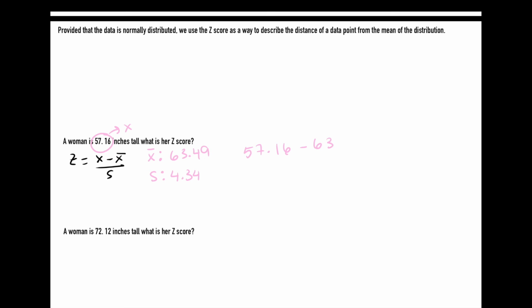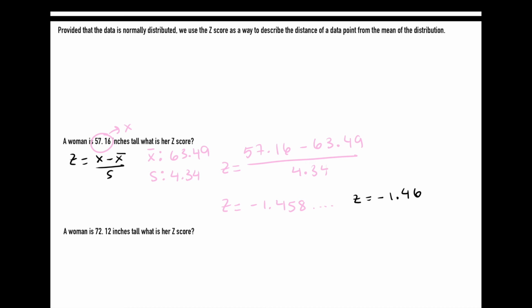57.16 is my observed X value. I'm going to subtract that from the mean and divide by the standard deviation to find my Z. Once I compute this, I find that Z is equal to negative 1.458, so on. I'm just going to round this to 2 decimal places. Negative 1.46 is this woman's Z-score.